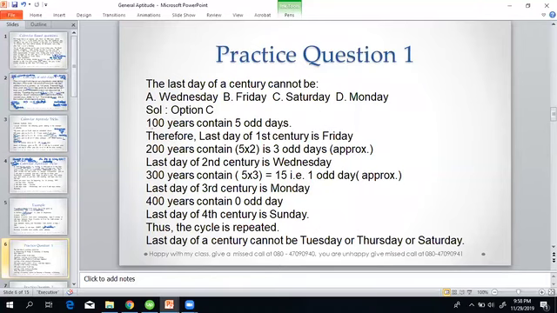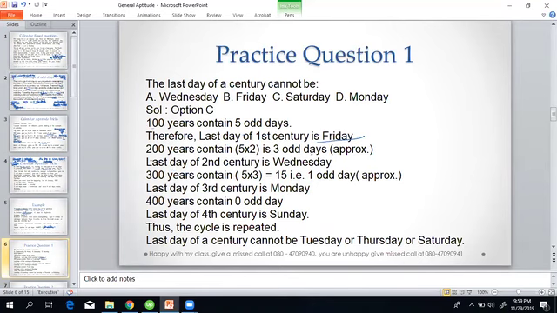100 years contains 5 odd days. Therefore, the last day of the first century is Friday. The first century starts from the beginning. Okay, the first 100 years, the last day, because the first date starts from Monday. So 5 odd days means Friday. So the last day of the first century is Friday.